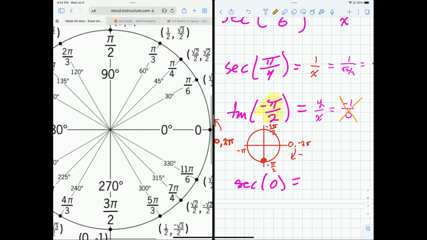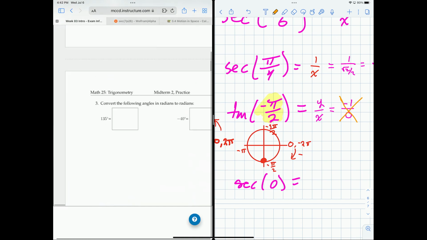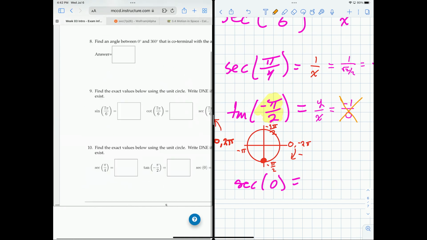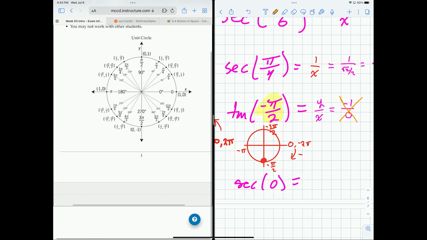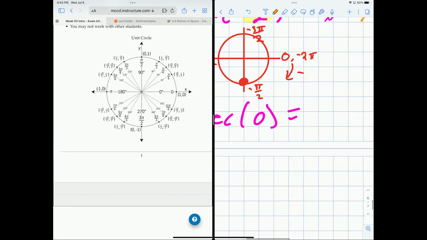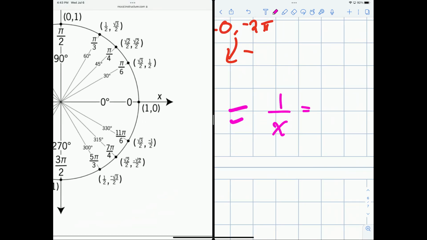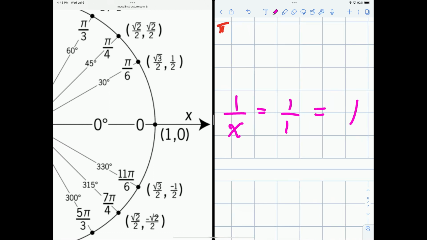Another secant? Hold on. What problem are we doing? Oh, secant, tangent, secant. Okay, that's fine. So we've got secant 0. Secant, just like before, is going to be 1 over x. So 0 is right there. And the x value is going to be 1. So 1 over 1, which is 1.